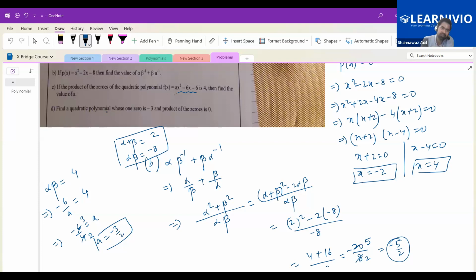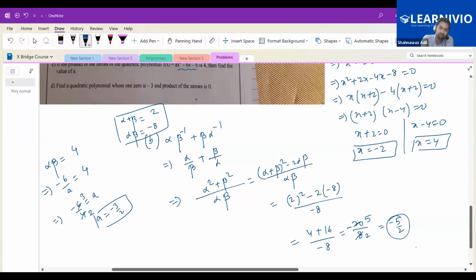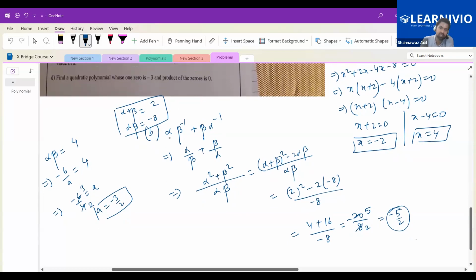Then the last question: find the quadratic polynomial whose one zero is -3 and the product of the zeros is 0. Right. So how can we write this? Find a quadratic polynomial whose one zero is -3 and product of the zeros is 0. So alpha into beta is 0, and alpha plus beta, this you have to find out.